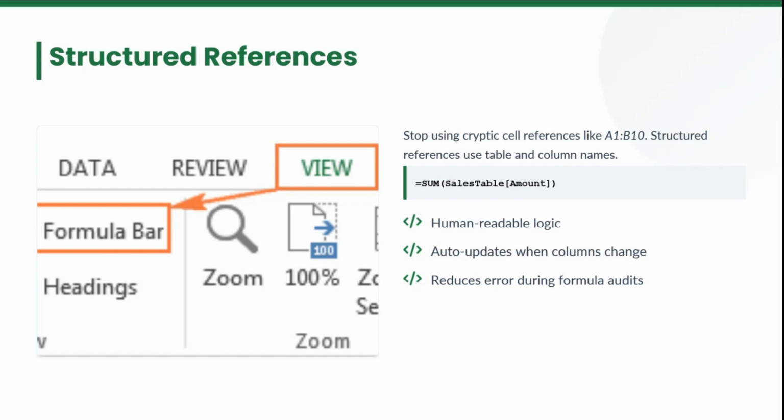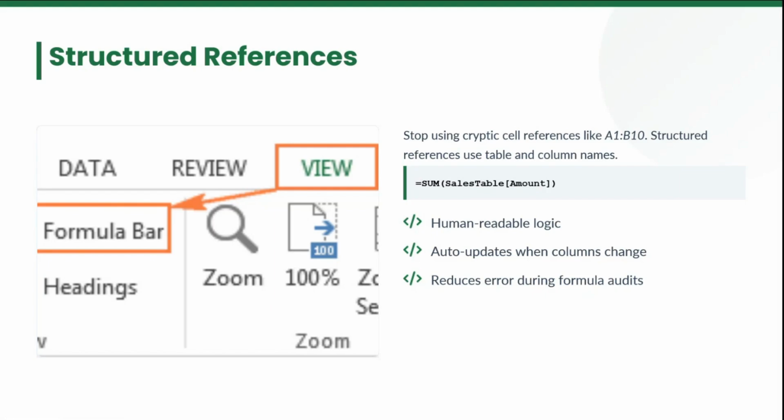So if, for example, we calculated revenue, and then all of a sudden we create a new row and enter the same information, it will auto calculate the revenue as well for the same column. So it also improves human readability of logic. As I've said, it also auto updates when columns change. It also reduces errors during formula audits.